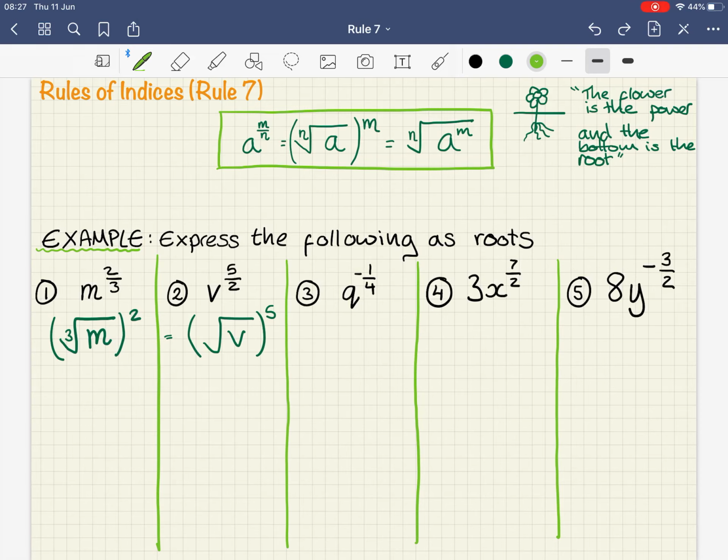Okay, this next one. I've got q to the minus 1 over 4. So I actually need to use a bit of my rule 6 in here, which is where when I have something to the power of negative, I flip it into a fraction and that sign drops. So I'm going to have to use that first. So it's going to flip into a fraction, and then I'm going to have q to the power of a quarter, and now I can use this rule 7.